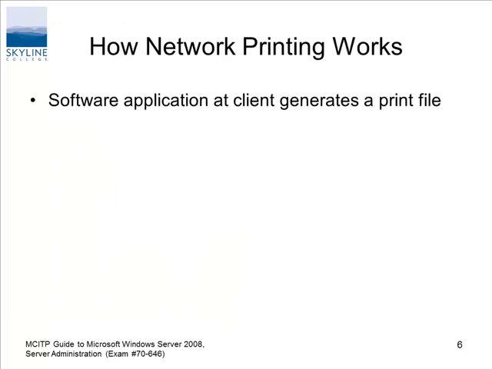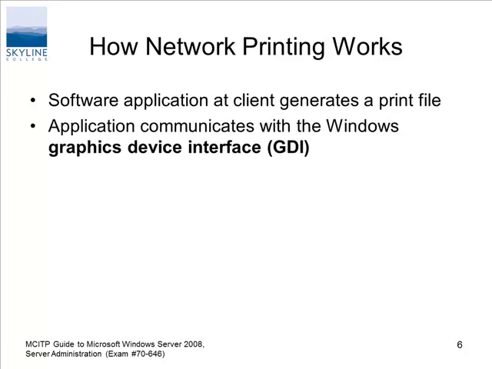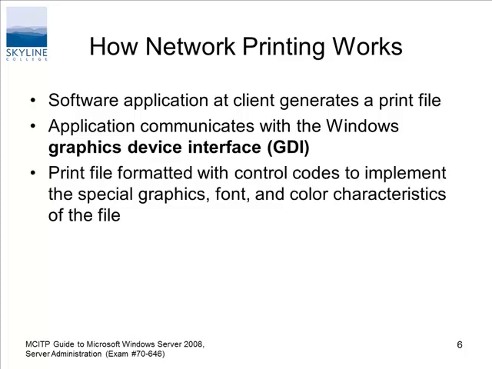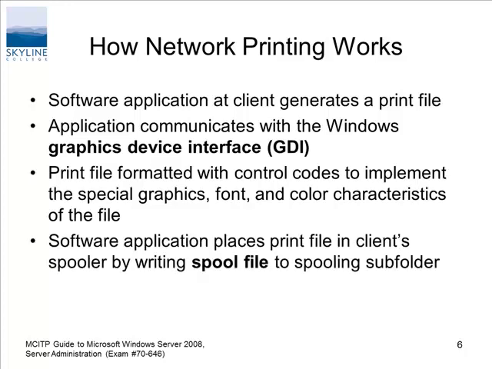How the printer works: the software application generates a print file. The application communicates with Windows at the graphics device interface, the GDI. The print file is formatted with the control codes to implement special graphics, using the driver here, the font, and color characteristics of the file. What you can change in each device's configuration is going to be different depending on what's available on the print device itself. Windows then places the print file in the client spooler by writing the spool file to the spooling subfolder.